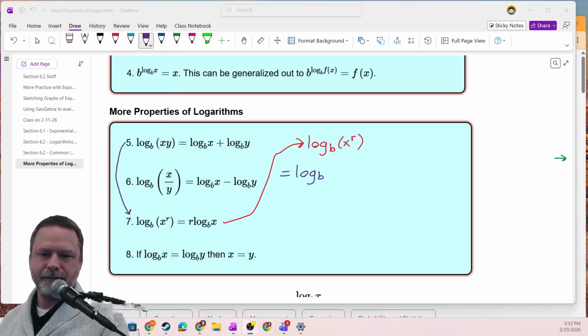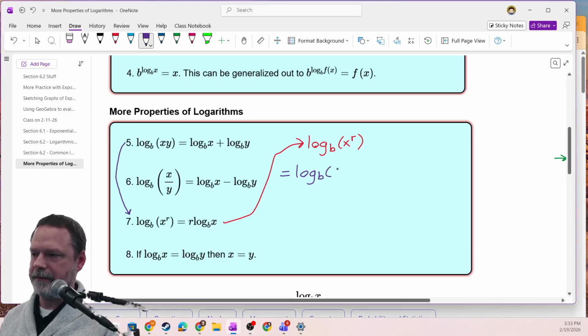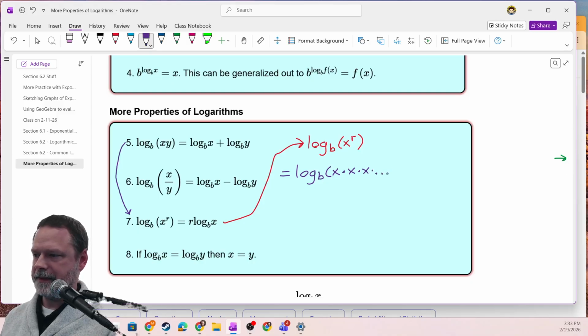Hold on. All right. So log base b of x to the r is really just log base b of x times x times x times x times dot dot dot times x. And how many x's are there? There's r of them. So we got r times, we could say.